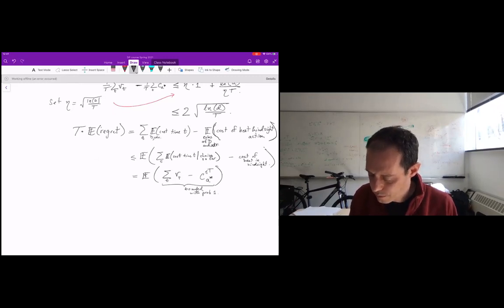And so that means the expectation in particular is at most 2 square root. What we showed is that the thing inside the expectation is bounded with probability 1 by square root of log d over t. And so we're done.